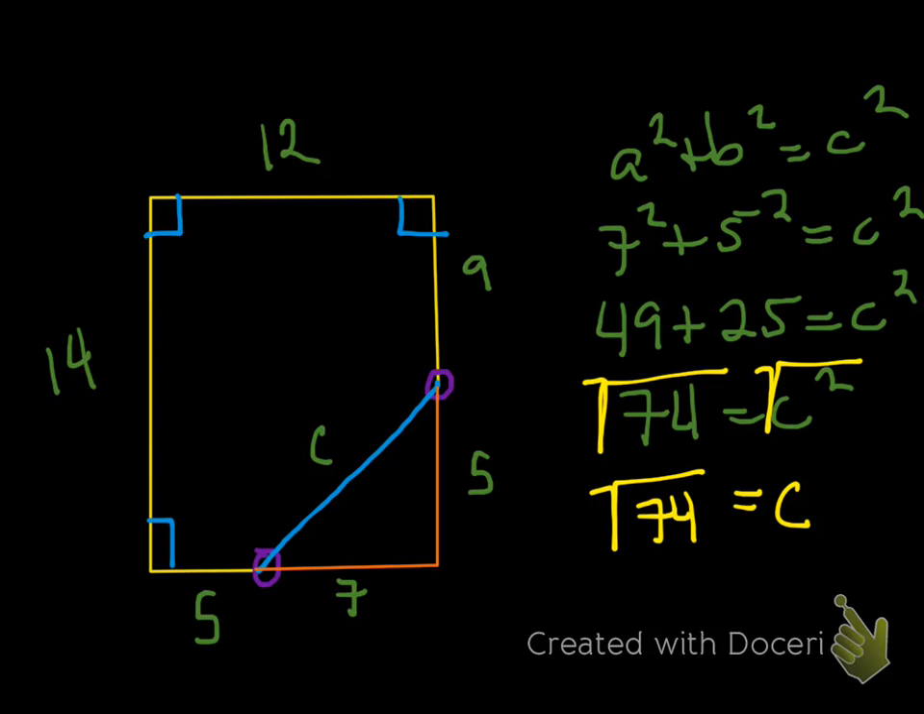Now typically when it tells you the nearest tenth, then that's the time that you don't have to leave it in radical form. Because when you're doing distance, you want to have it as a distance. So if you use your calculator to find the approximate distance, because it's not exact, the approximate distance is going to be 8.6 inches.